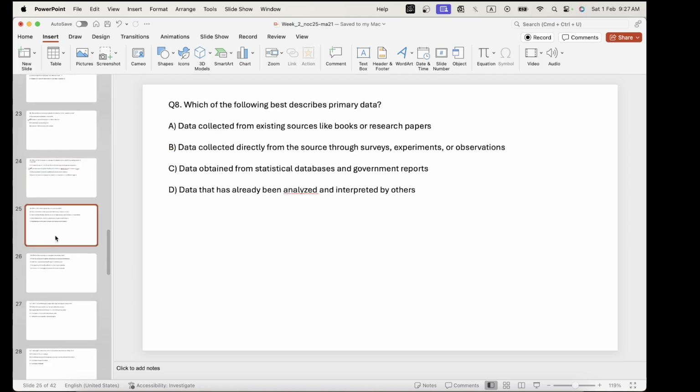All right. Okay, question number 8. Which of the following best describes primary data? So this is data collected directly from source. This is the keyword, directly from source, through surveys, experiments or observations. All of these existing ones, these are actually secondary data.